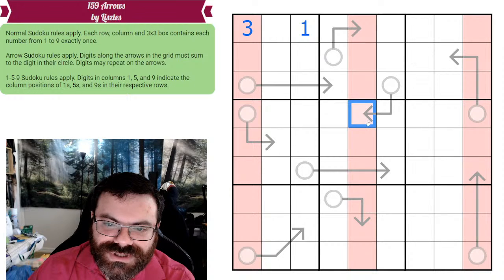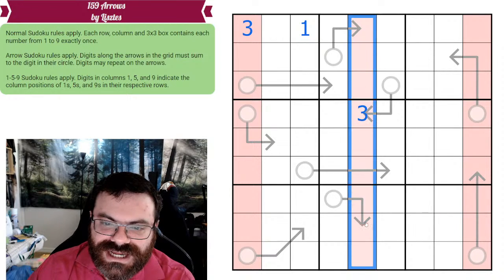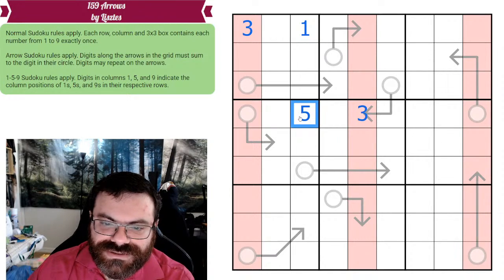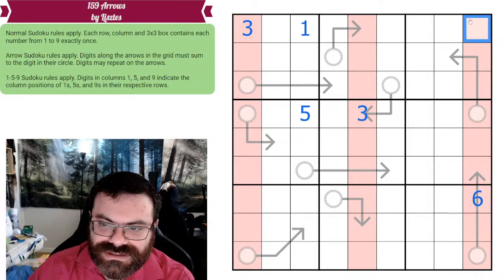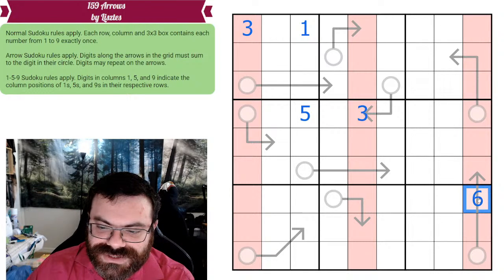Let's say here, if I put a 3 here, this is column 5. That forces a 5 to be here, because that's column 3. And then let's do a different number here. Let's say 6 goes here in column 9. That tells you where the 9 is. It's in column 6.